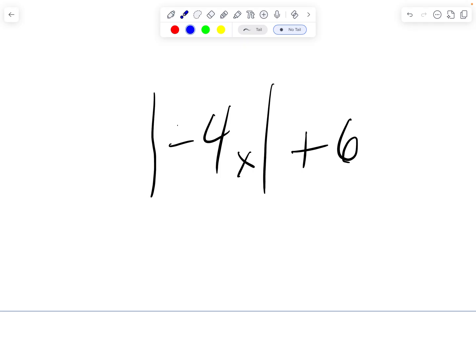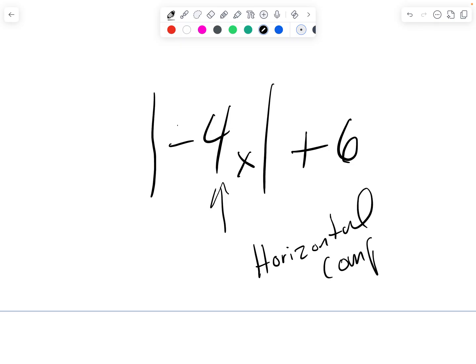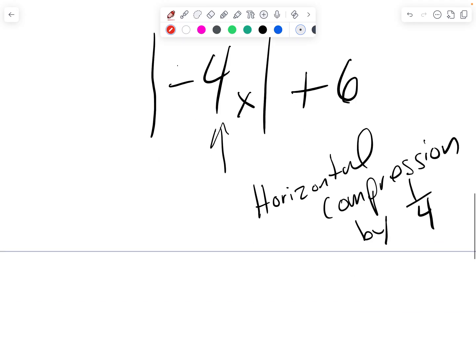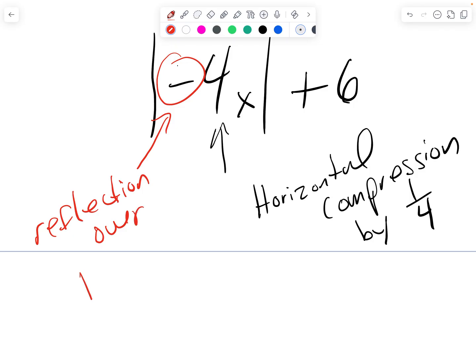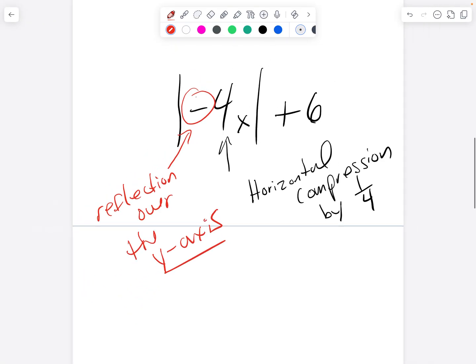Okay, so here we go. Let's do the easy one first. This one goes up 6 units. This right here is a horizontal compression by 1/4. And don't forget about the negative. That's a reflection over the y-axis. Okay, so those are your transformations.